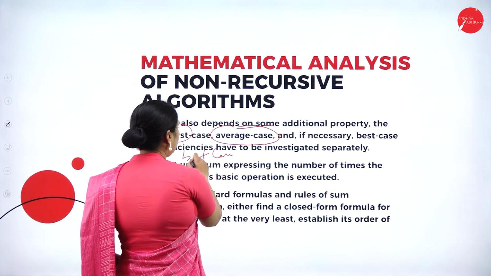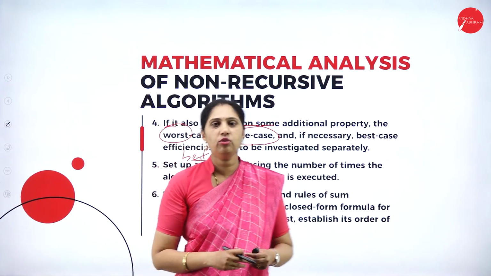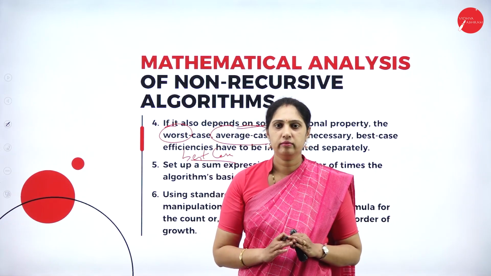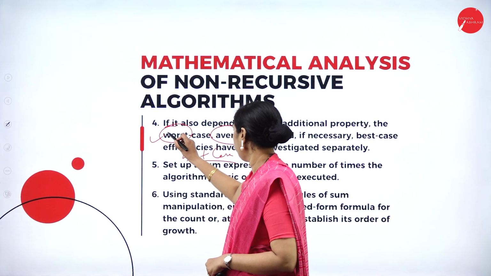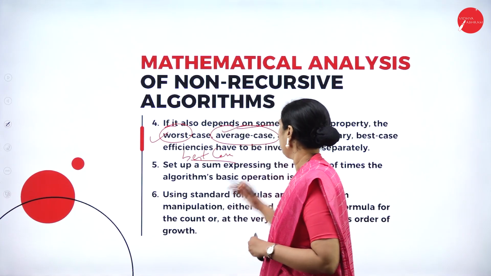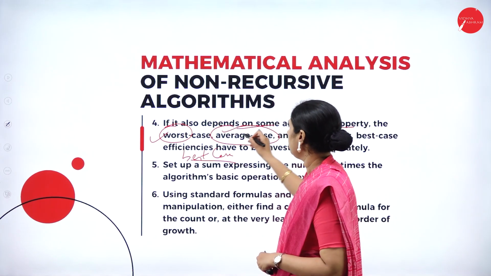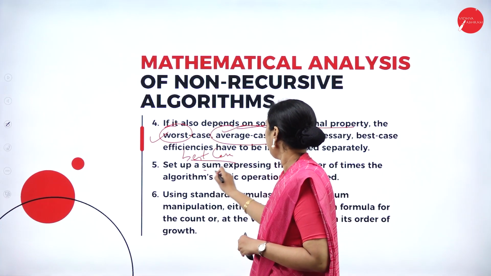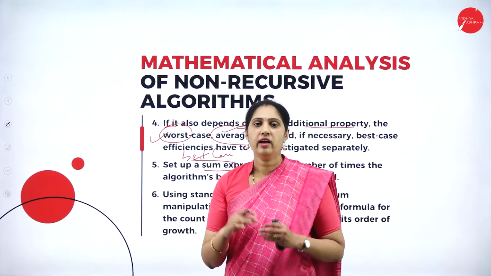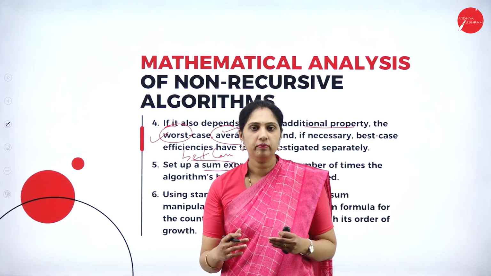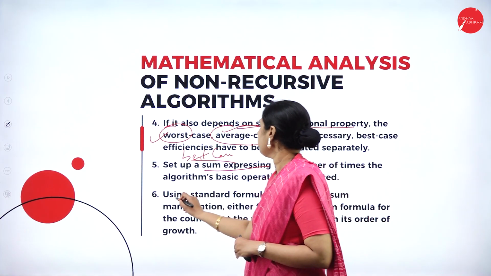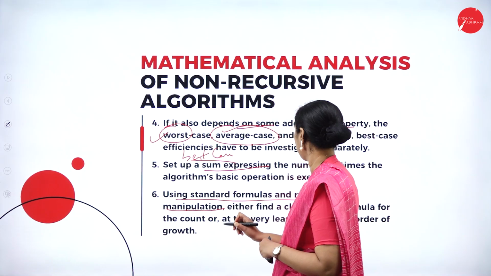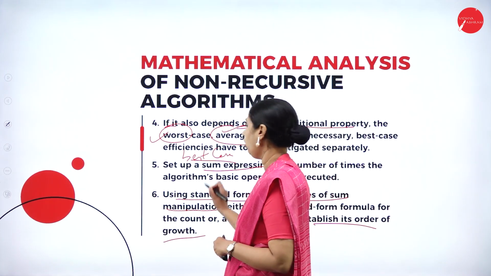Best case, there is no need to analyze, because in the best case we don't need to generate a mathematical sum. Best case is from 1 only. What takes time is the worst and average case. So now, it depends on some additional properties for worst case and average case efficiency. Once we have analyzed all this, we have to denote it with an equation, a sum, sigma.